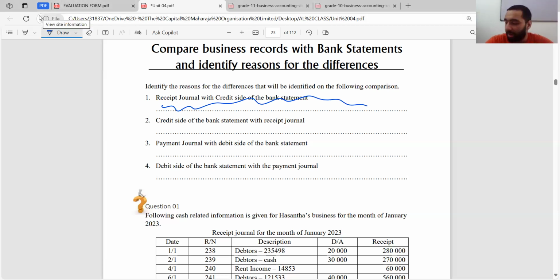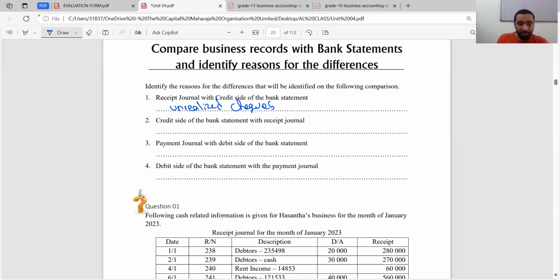Receipt journal with credit side of the bank statement. So what you need to write here, receipt journal with credit side of the bank statement. Under this, you will be getting what? Unrealized checks. Unrealized checks is what you will be getting on the receipt journal with credit side of the bank statement. You don't need to worry about anything. I know this is not easily understandable unless we do a question, right? Once we do questions, everything would be easy for you.